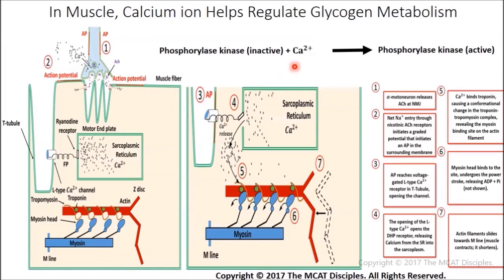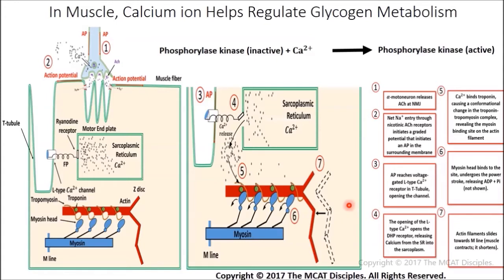But that calcium can also activate phosphorylase kinase. And then that phosphorylase kinase will phosphorylate glycogen phosphorylase. And then that will activate glycogen phosphorylase to break down glycogen into glucose to provide carbohydrates, glucose, for glycolysis, the citric acid cycle, and the electron transport chain to generate the ATP required to do muscle contraction.